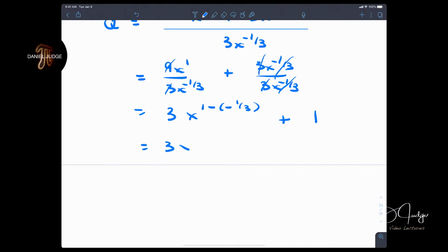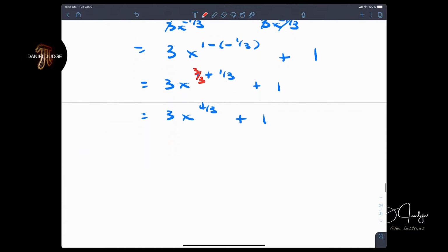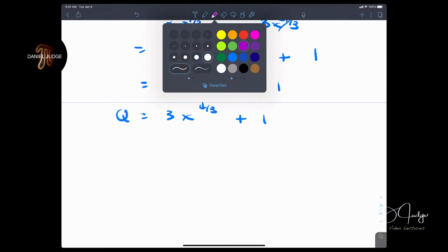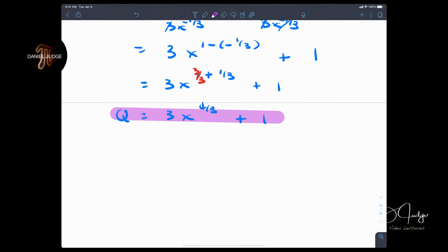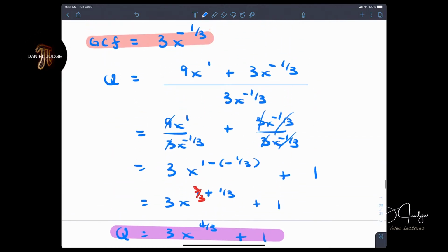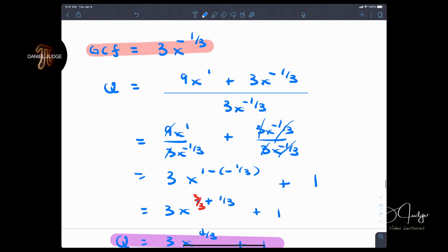So our quotient becomes 3x to the 1 plus 1/3 plus 1, or simply 3x to the 4/3 plus 1. Now remember why 4/3, because this is 3/3. This here is the quotient. All right. In purple. So remember, when you factor out the greatest common factor, it's the GCF times the quotient. The GCF was 3x to the minus 1/3.